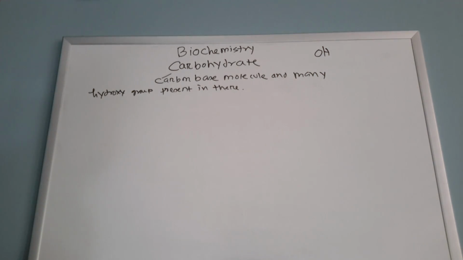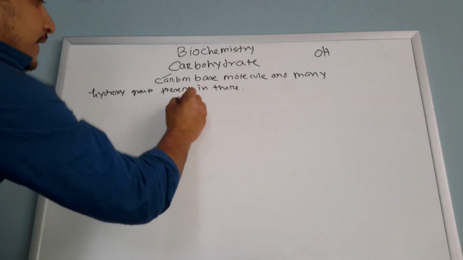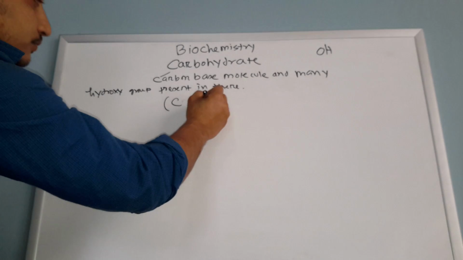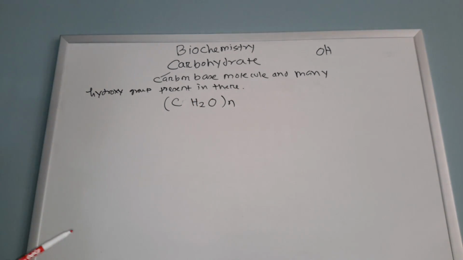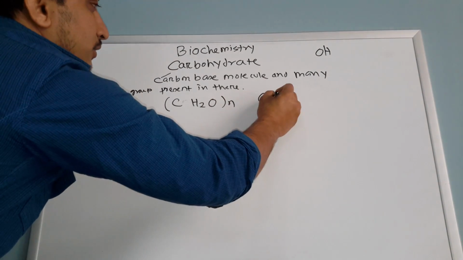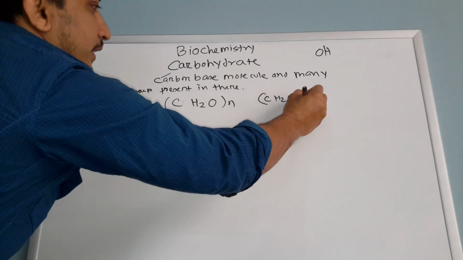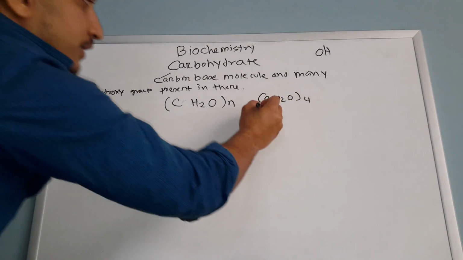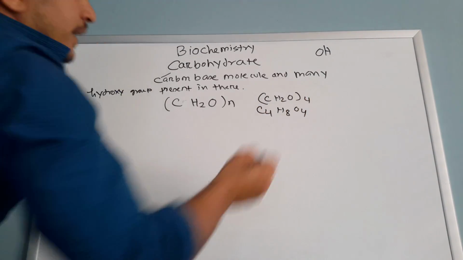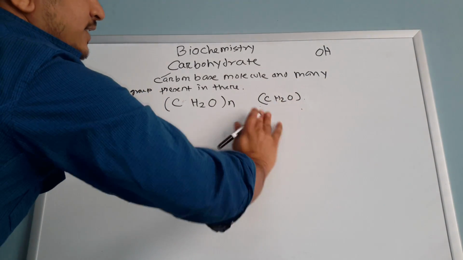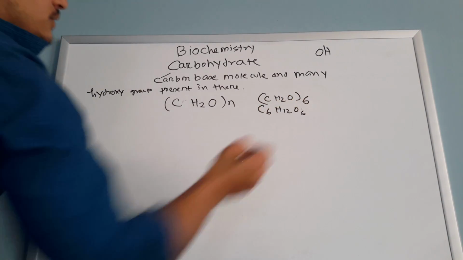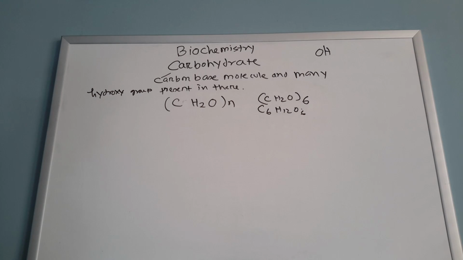And what is the formula for carbohydrate? The formula for carbohydrate is CnH2nOn. That means what? For example, if your number in here is 4, it is going to be C4. If you multiply 2 into 4, it is going to be H8O4. If there is a 6 in here, for example, it would be C6H12O6.